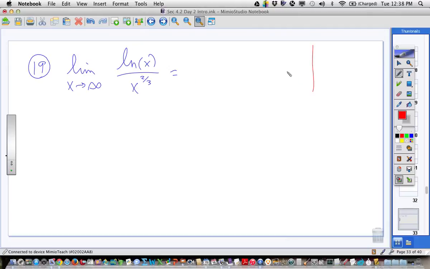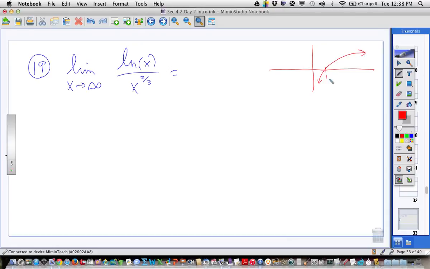Do you know what the graph of natural log looks like? You should. We need to. It crosses at 1. That's the graph of natural log. So as x gets really big, what does natural log do? It gets bigger, and it never levels off. It gets pretty flat, but it never quite levels off. So it's getting bigger and bigger and bigger. So the top's getting bigger all the time.